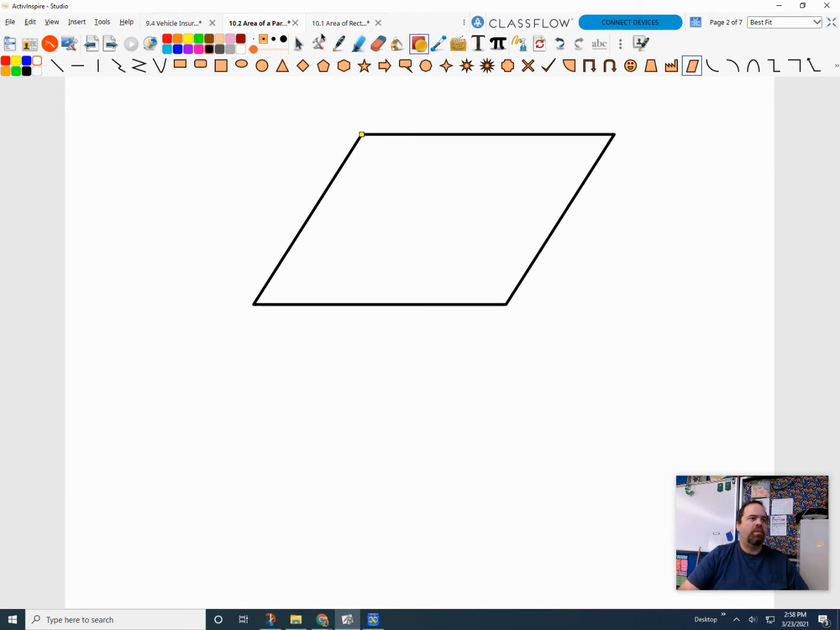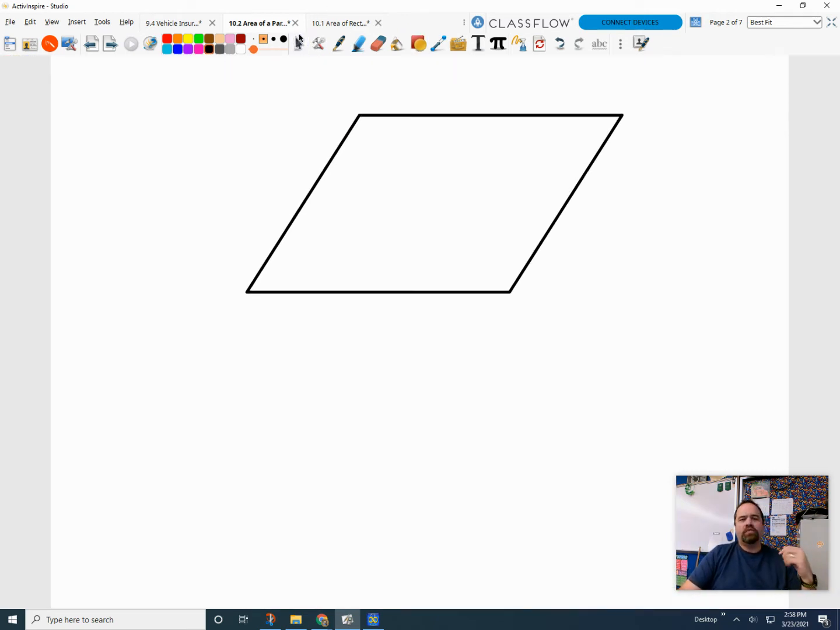So here is my parallelogram. What it means for a shape to be a parallelogram is that the top and bottom sides are parallel to each other and the left and right hand sides are parallel to each other. They are also the same length. So in my head, this has always been a rectangle that's starting to droop a little bit. It's like it's come out of square, like it's starting to fall down.